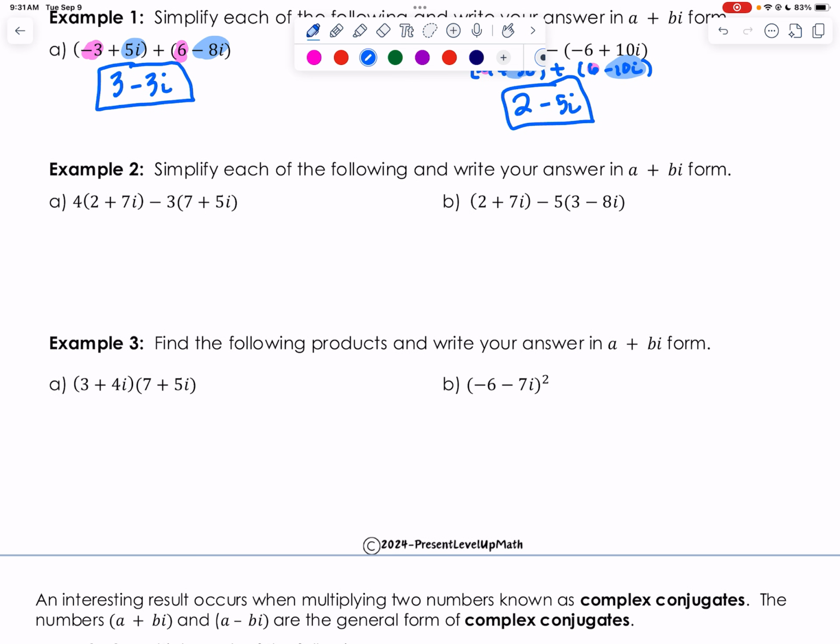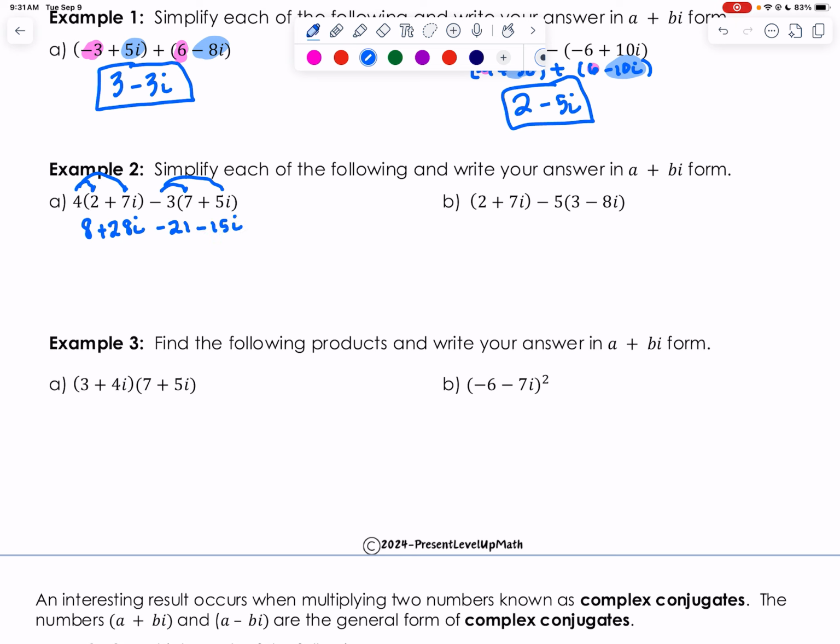So in problem A, we have 4 times the quantity 2 plus 7i minus 3 times the quantity 7 plus 5i. So I want to start by using my distributive property here. 4 times 2 gives me 8. 4 times 7i gives me 28i. Then my second parenthesis, I'm going to multiply everything in it by -3. So -3 times 7 gives me -21. And -3 times 5i gives me -15i.